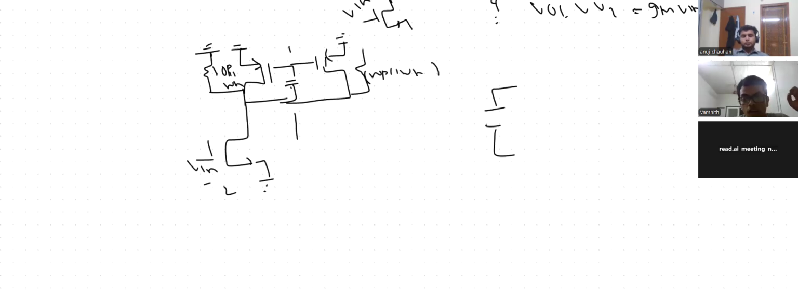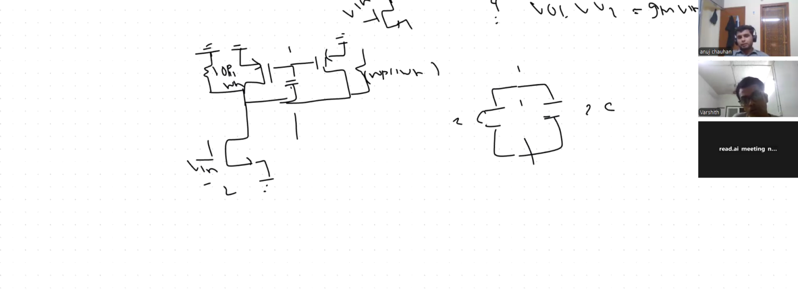While finding differential gain, they will be shorted. That means we are finding the half circuit, doing half circuit analysis, sir. Then that C can be split into 2C in parallel with 2C. Fine. So what will be the half circuit?